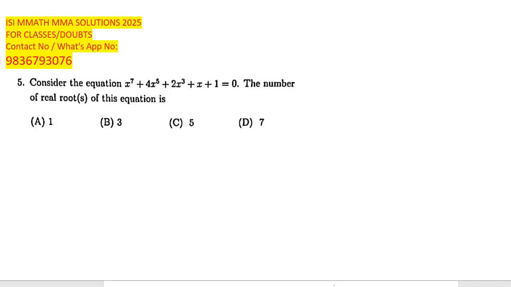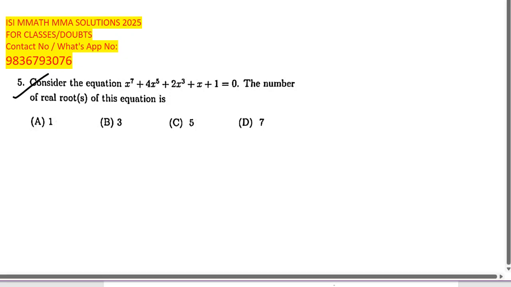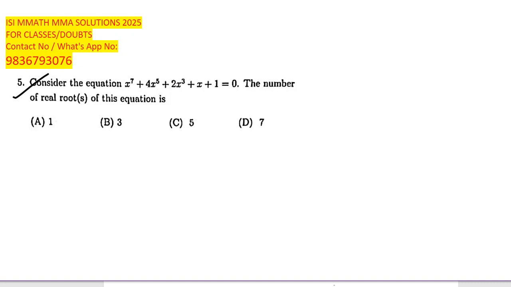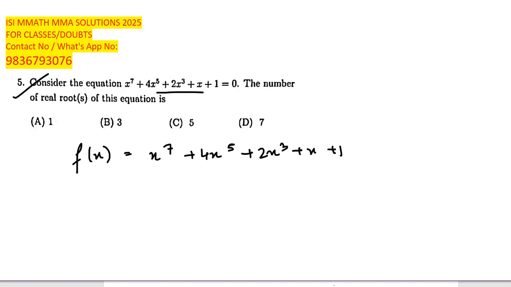Today we are solving the MMath paper MMA Solutions 2025. Consider the equation. Here we are being provided with a number. The number of real roots of this polynomial equation, x to the power 7 plus 4x to the power 5 plus 2x cube plus x plus 1 is 0. So let's denote the polynomial: f(x) is equal to x to the power 7 plus 4x to the power 5 plus 2x cube plus x plus 1. We have to check if f(x) is odd or even.